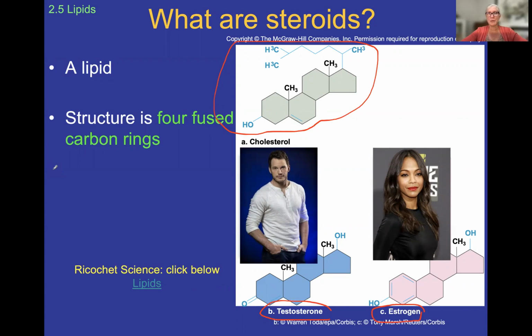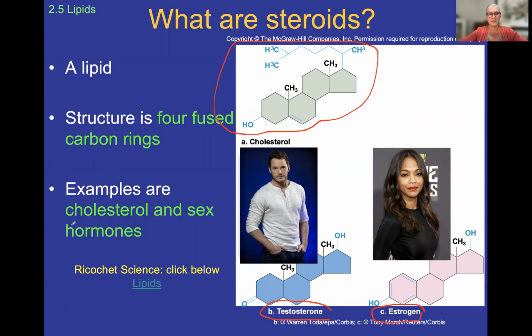definition for steroids, remember it's still a lipid, but it's not a fat or oil. It has a different structure. These carbon rings that are fused, 4 carbon rings, and cholesterol, which we find embedded in membranes and other kind of structural roles. And then we have multiple types of hormones that have the same shape. An example would be the reproductive hormones.